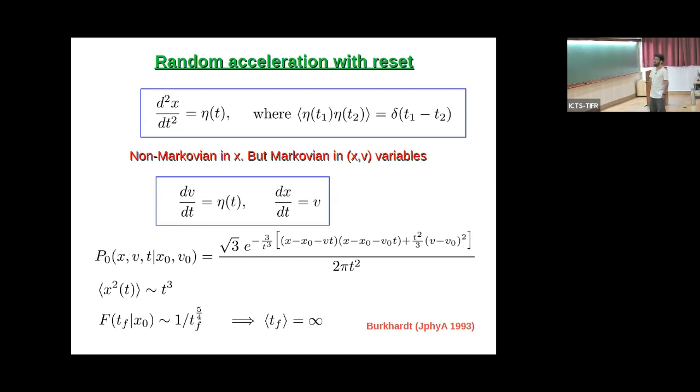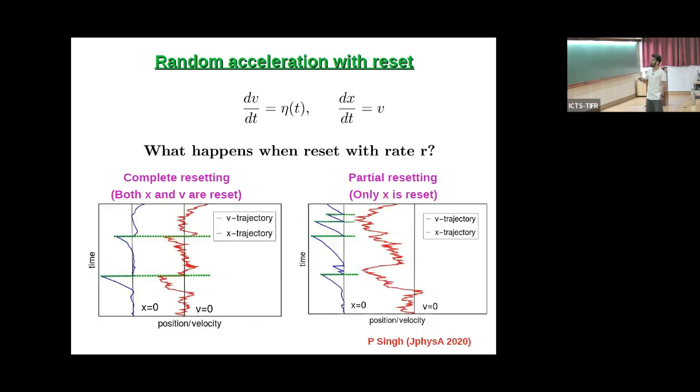So for this model, it's well known that the distribution has this sort of form. It has Gaussian form with a t to the power cube variance, and the first passage probability also has this kind of power law form, which implies that the mean is diverging. So it has all key ingredients of the Brownian motion. Now I want to know what happens when we reset this system with some rate. Note that there are two variables here. The first one is the velocity, and the second one is this position here. So I can play around with these variables and reset one or the other.